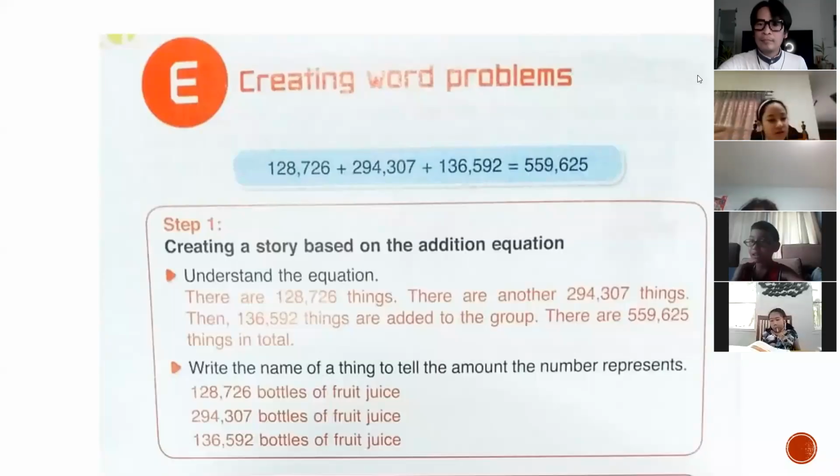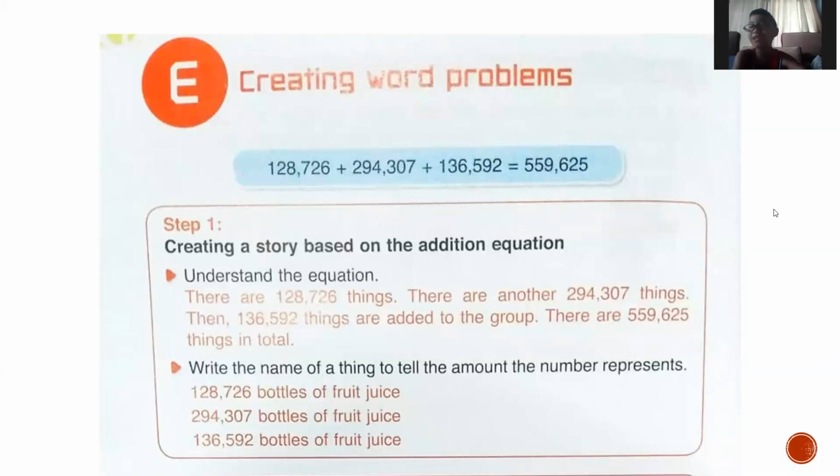Are added to the bucket. There are 559,625 things in total. Write the name of a thing to tell the amount the number represents. Yes. So 108,726 bottles of fruit juice, 294,307 bottles of fruit juice, 136,592 bottles of fruit juice.